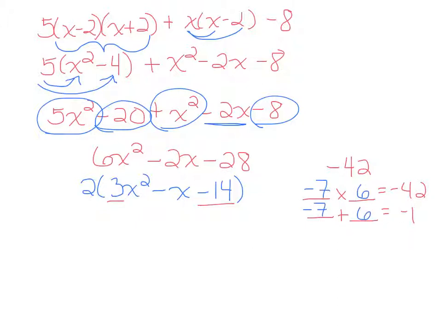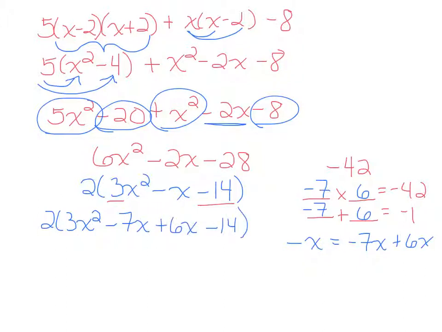So we're going to rewrite the negative x as negative 7x plus 6x. So we have 3x squared minus 7x plus 6x minus 14. And now we'll factor by grouping. From the first group, they have x in common, so we'll pull that out. So we have 3x minus 7. From the second group, they have 2 in common.